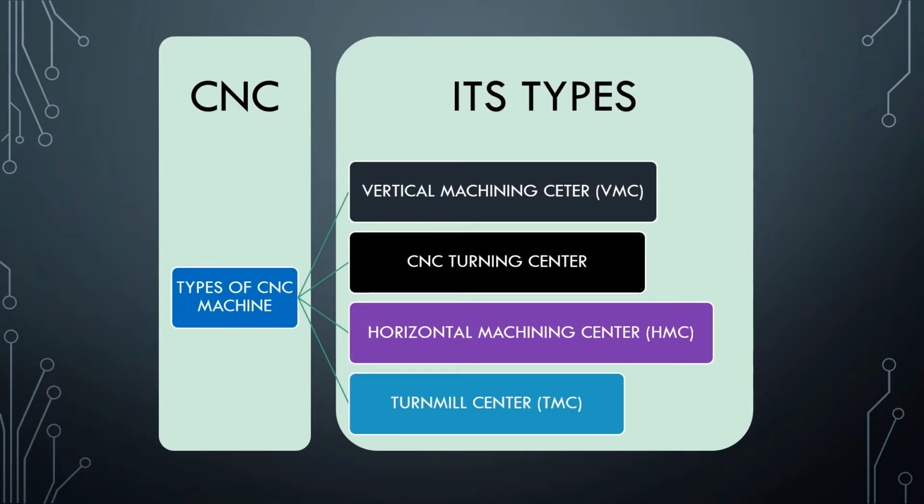A CNC machine is classified mainly into four types. First, vertical machining center, horizontal machining center, CNC turning center, and CNC turn mill center. We will discuss them in brief.